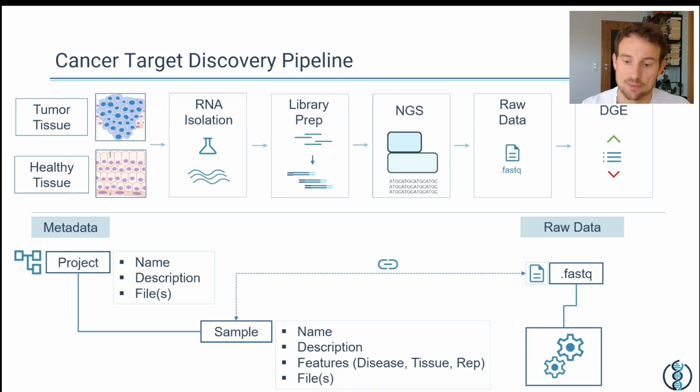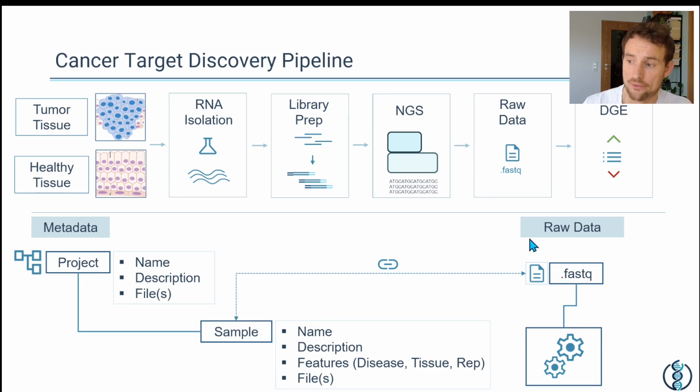And in this case, we will define a project, and each project can have a number of samples. Both have a name, a description, and in both cases, we want to be able to upload some files that are related to the projects or to the samples. And importantly, for each of the samples, we want to be able to store certain features like disease type, replicate information, tissue information, everything that helps us to later on guide the analysis of the data sets.